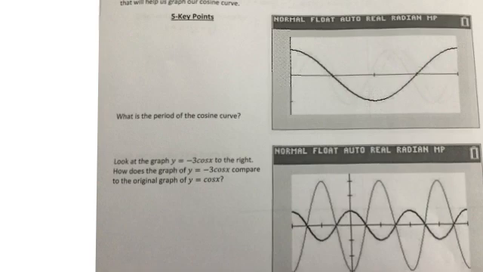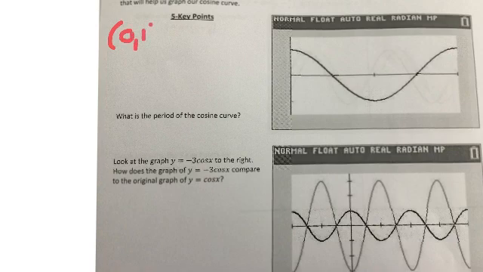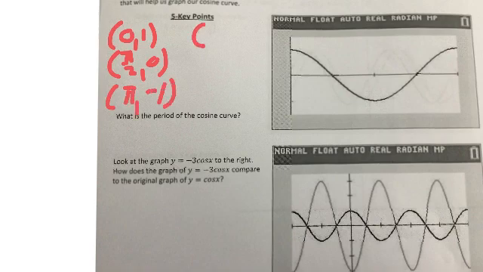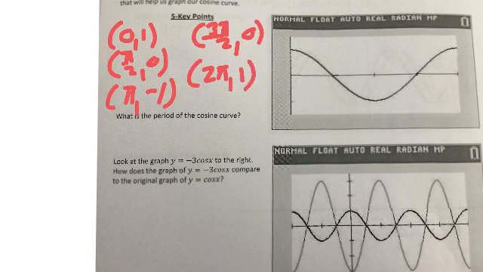So the key points for a cosine wave would be (0, 1), (pi over 2, 0), (pi, -1), (3 pi over 2, 0), and 2 pi completes my revolution, gets me back to 1. And that process would start over again. So again, those 5 critical points, we're picking the highest points, the lowest points, and the x-intercepts to be our key points.